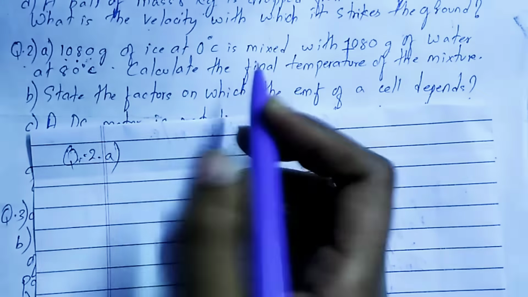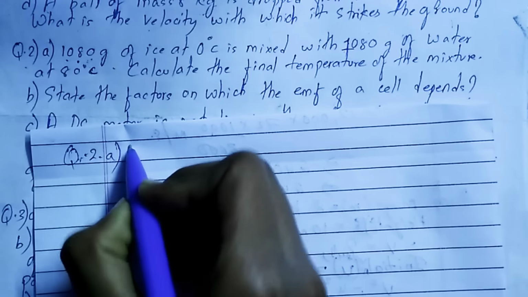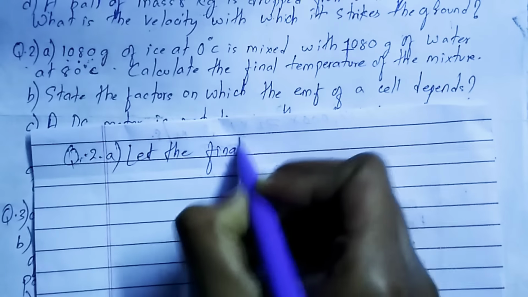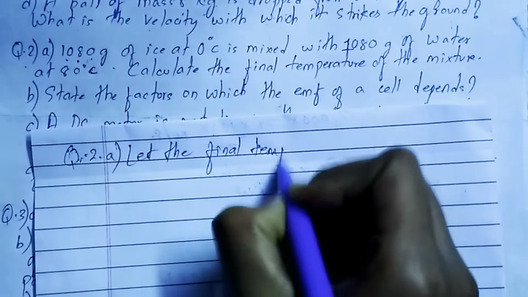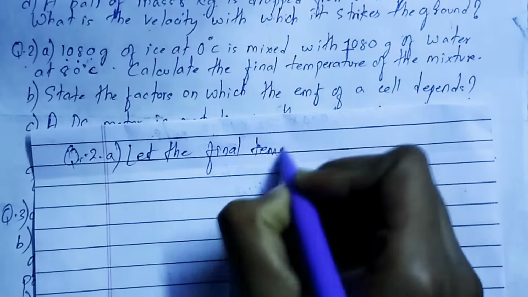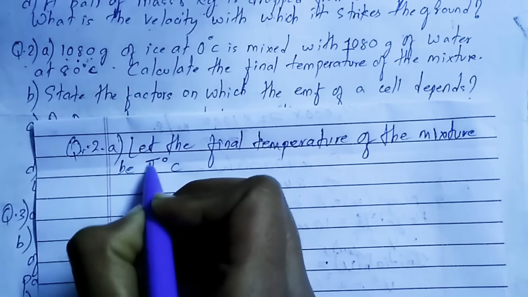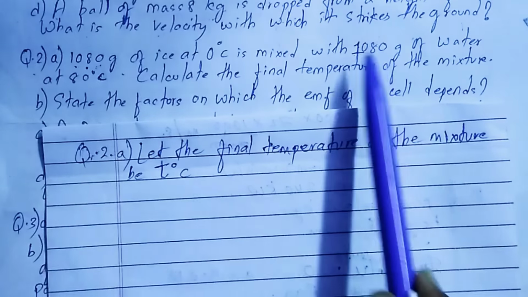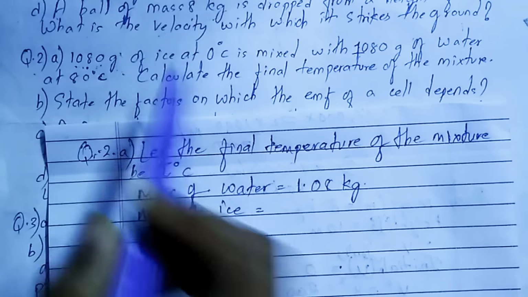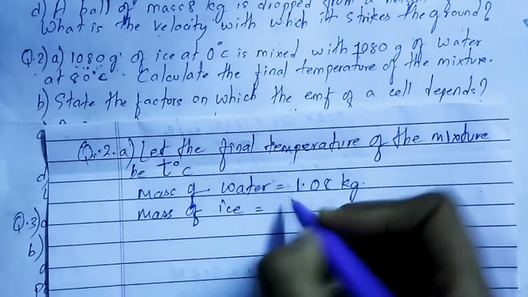Since you need to find out the final temperature, let us take the final temperature of the mixture as T degrees Celsius. Now in the question, mass of water is given, 1080 gram, and mass of ice is also the same, 1080 gram. Since it is given in grams, you need to convert it into kilogram. So mass of water is 1.08 kg and mass of ice is also the same, 1.08 kg.